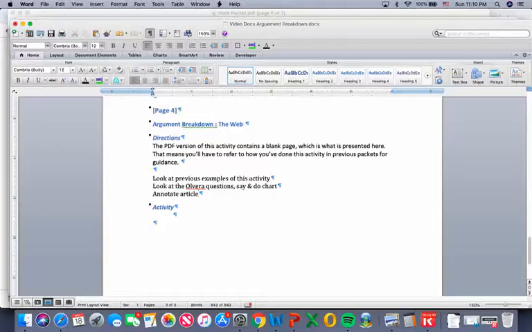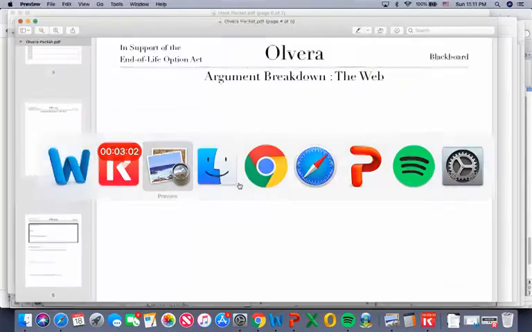So those are my tips for how to do this activity. 1, look at the previous examples of this activity. 2, look at the Olvera questions and the say and do chart. And then 3, annotate the article. So let's go ahead and look at the previous examples of this activity and see what we can learn from those. I have those open.